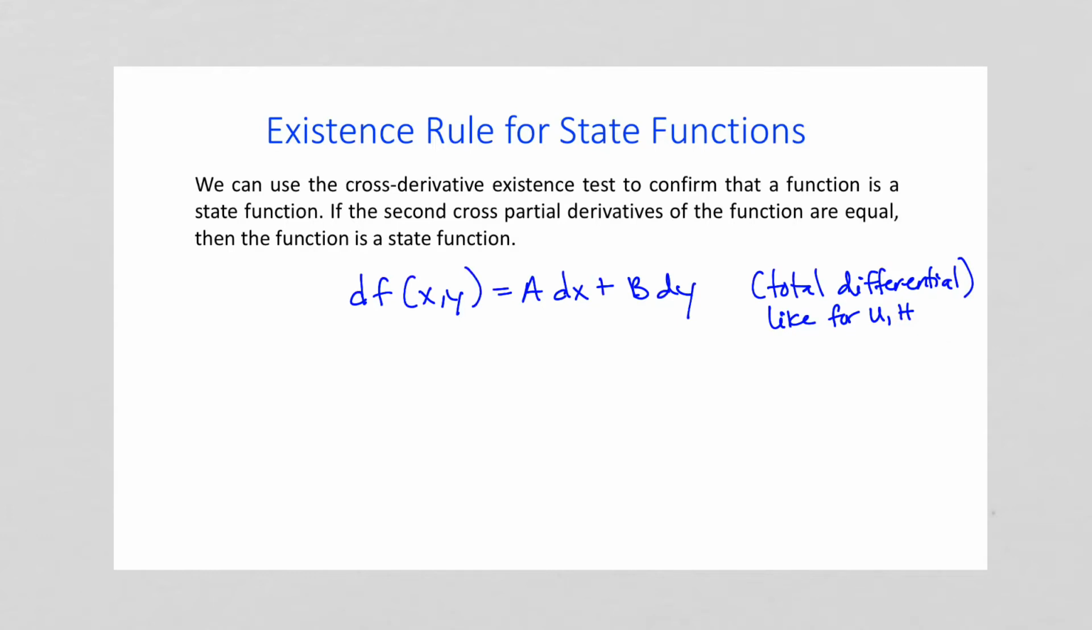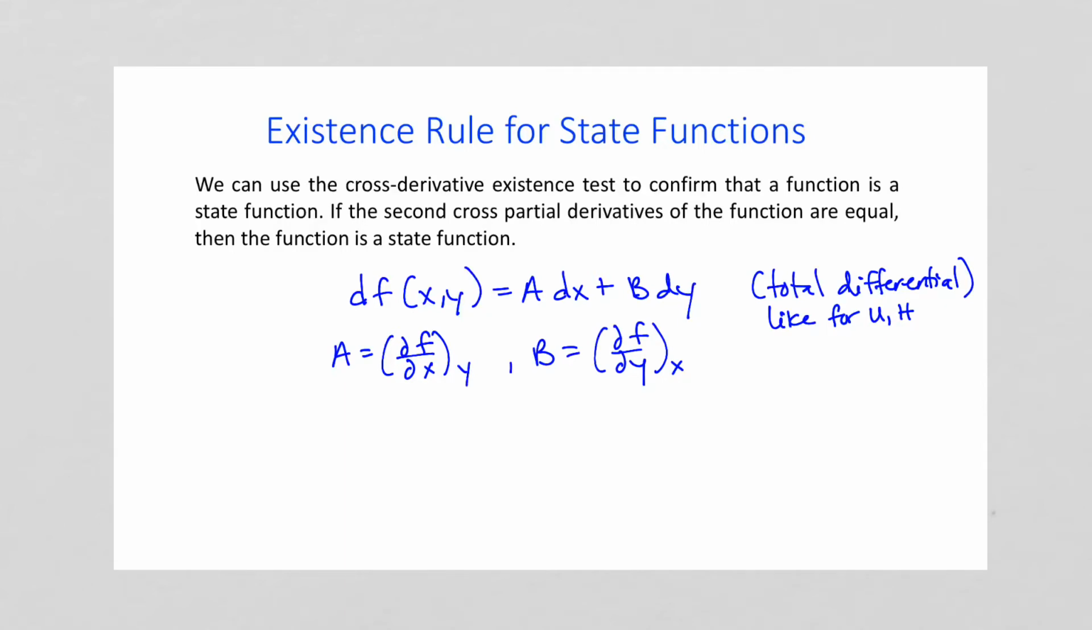Here, remember a represents the derivative of f with respect to x at constant y, and b is the derivative of f with respect to y at constant x. Again, this is just like our constant volume heat capacity and pi t that we had in our expression for internal energy. So, same sort of things we've been working with.